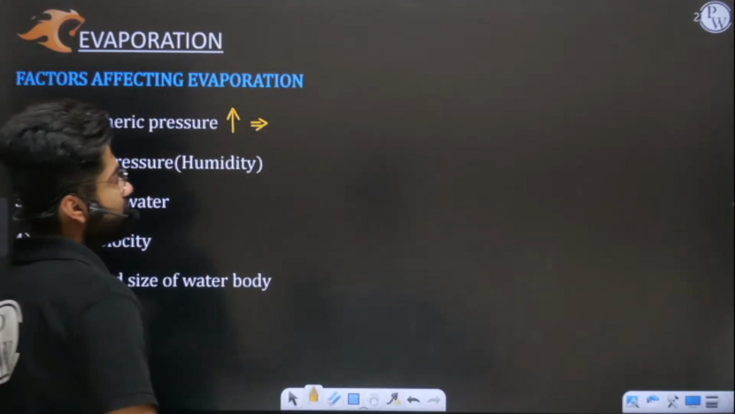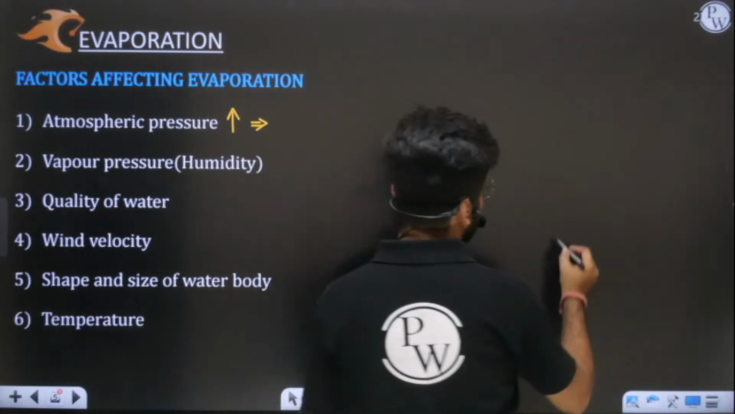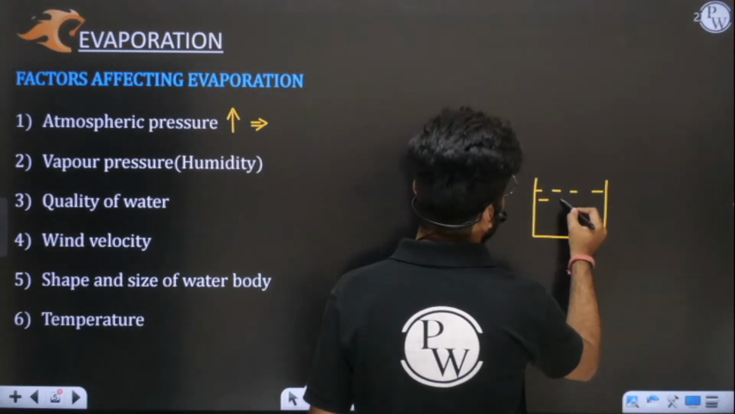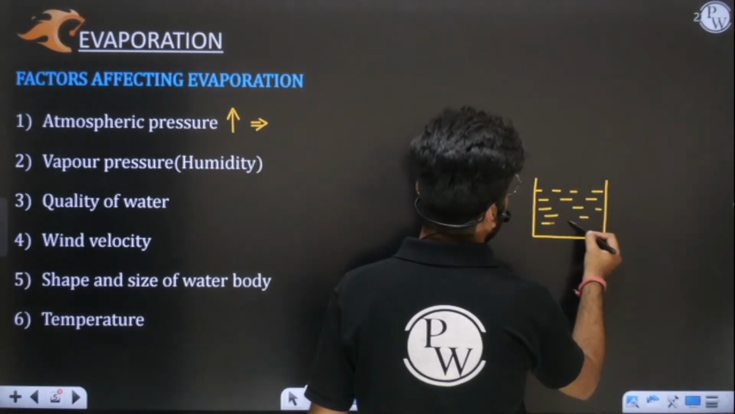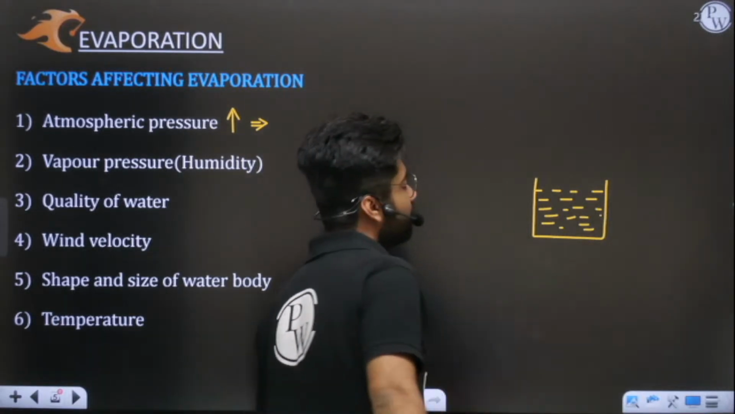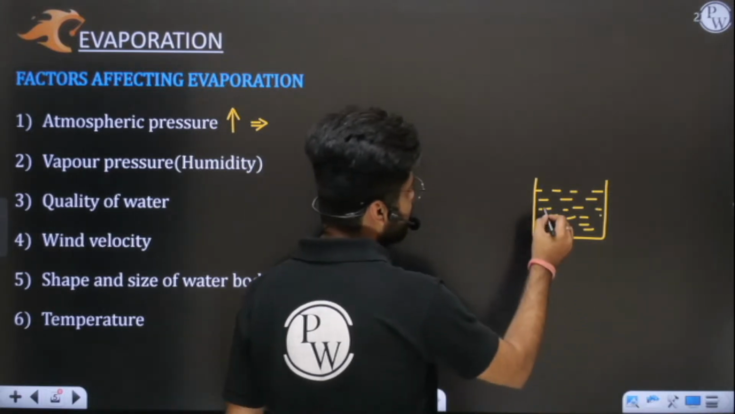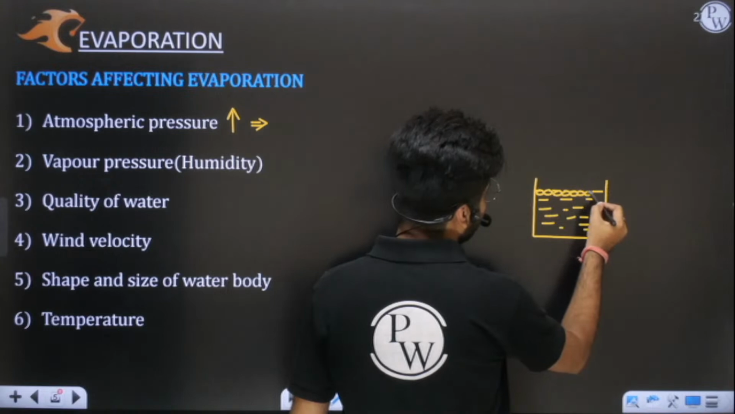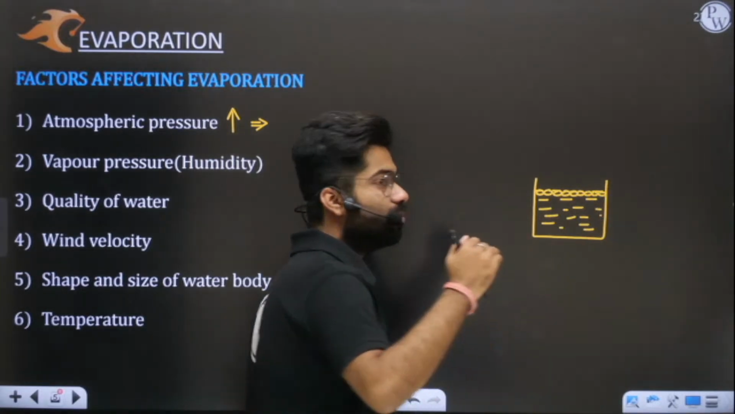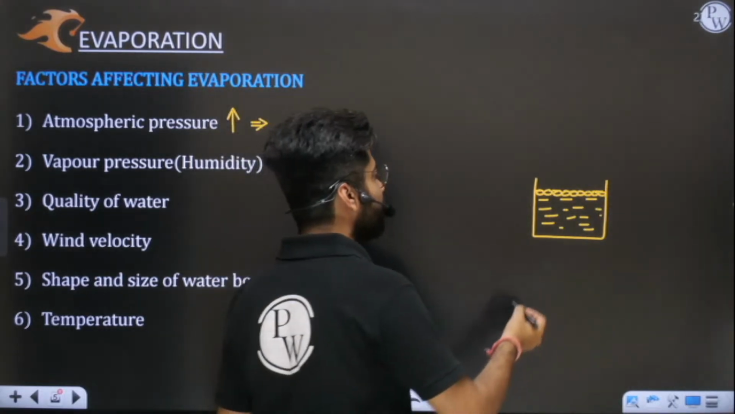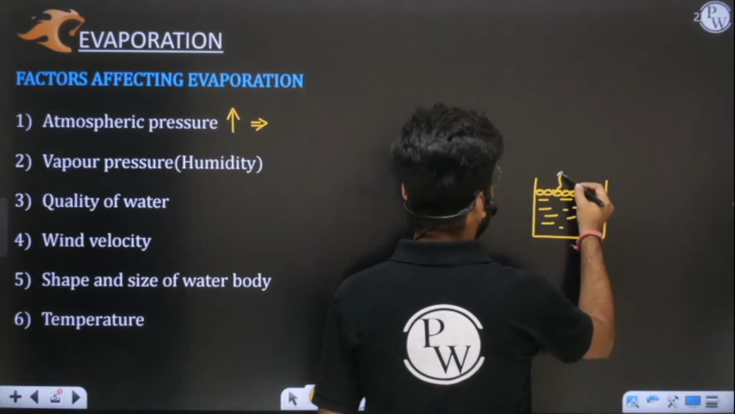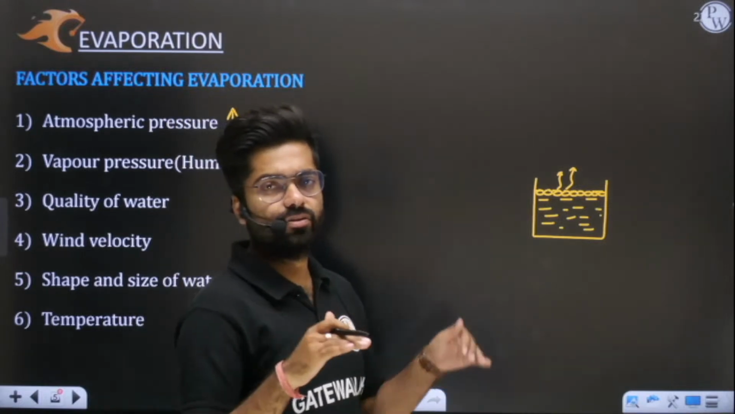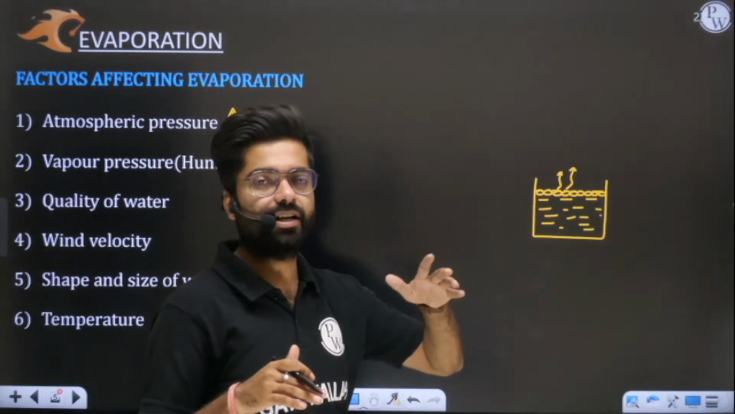Let us try to understand it beautifully. Let us say we have a beaker here in which we have water. Okay, sir, no problem. Now, evaporation means these water molecules present at the surface will try to escape from the surface. They will get apart and be converted into vapor molecules. The liquid phase will convert into the gaseous state and escape.